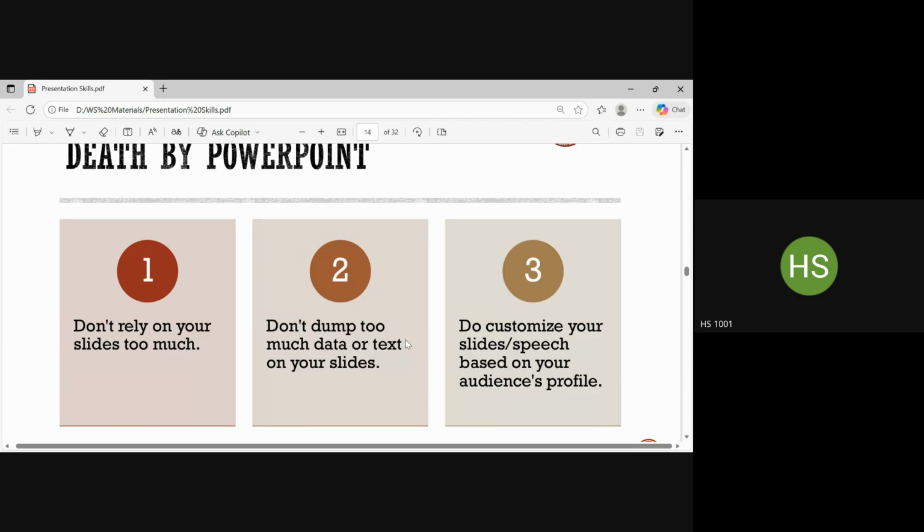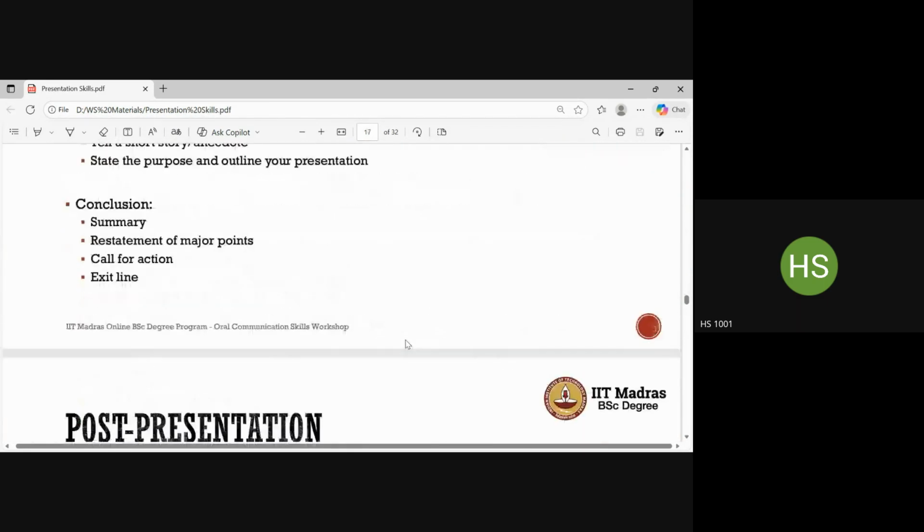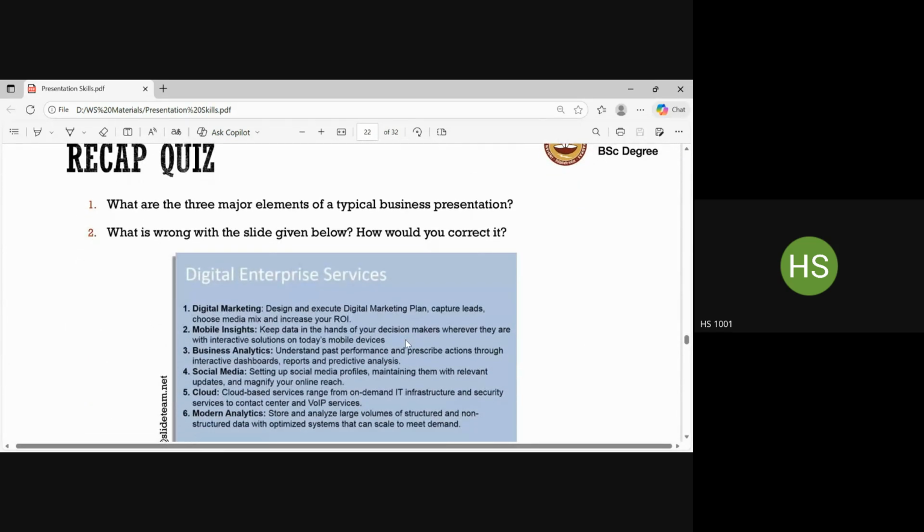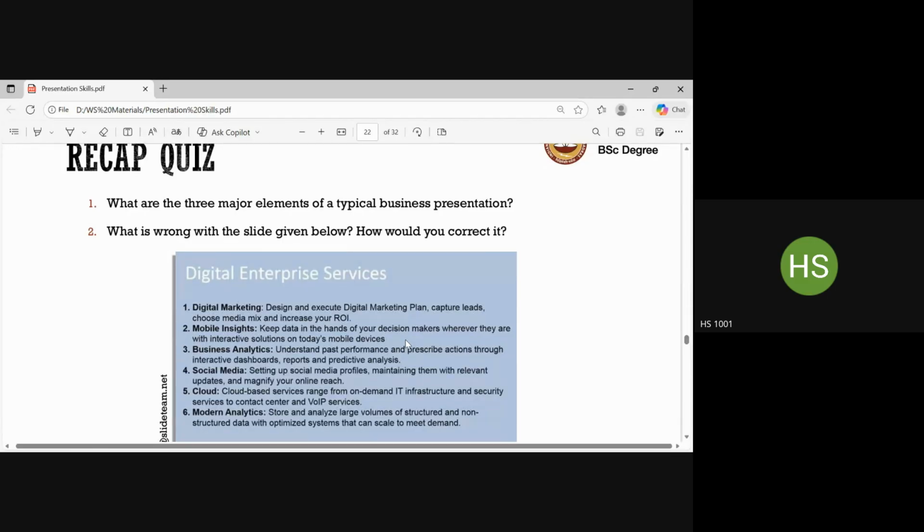And lastly, if you fail to customize your speech according to the profile of the audience, you would not speak the same way to a prospective investor as you would speak to a student or a classmate. So you should keep that in mind.